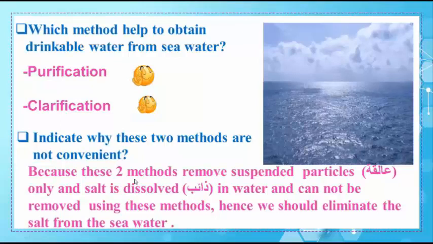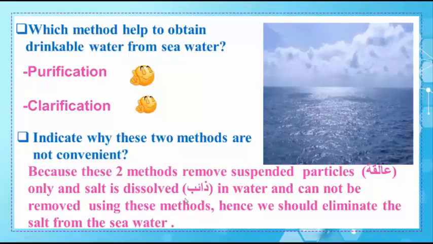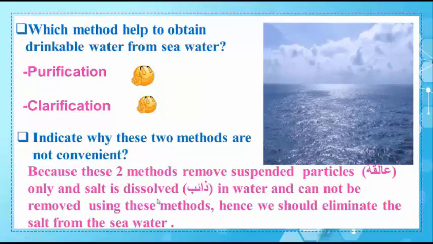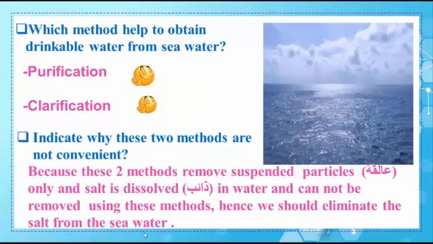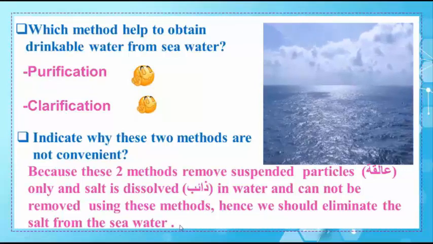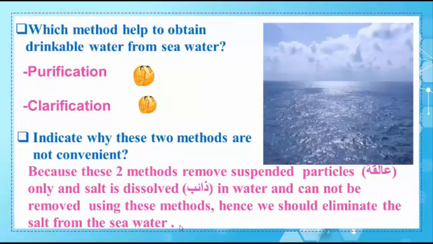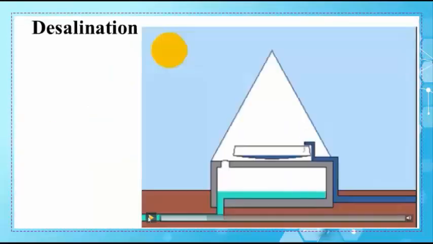Excellent, because these two methods remove suspended particles only, and salt is dissolved in water and cannot be removed using these methods. Hence, we should eliminate the salt from the seawater. So, how to convert the seawater into a drinkable water? This occurs by a process called desalination. But what is desalination? Let's watch this video about desalination.